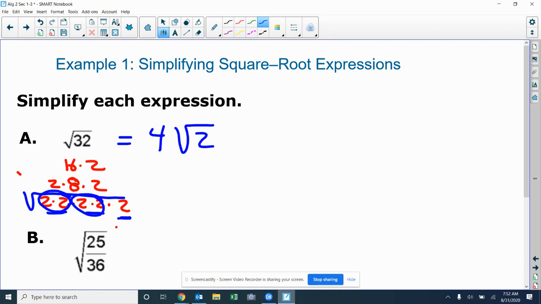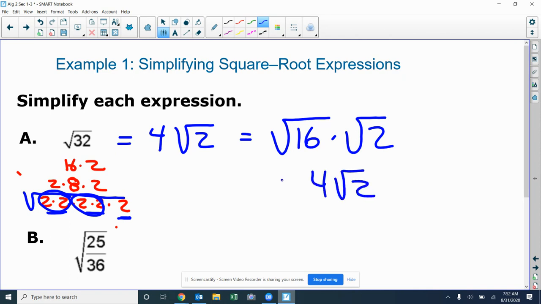Also, the perfect square option is in play here. This could be the square root of 16 times the square root of 2. So hopefully you see why 16 times 2 is 32. That's looking for perfect squares. Again, either method works, okay? So this is going to end up being the square root of 16 is 4, and that comes along for the ride. And you can simplify that way also.